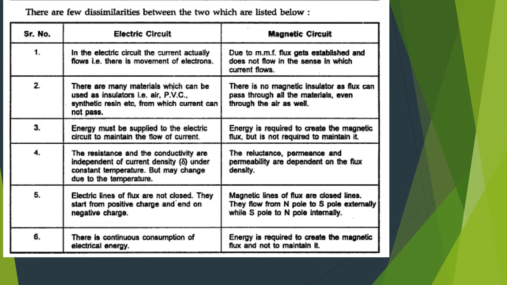Okay. Now next is number 6. In an electric circuit, there is a continuous consumption of electric energy. Yes, it is true. We need a continuous supply to maintain a current within the circuit. But in case of a magnetic circuit, energy is required to create the magnetic flux only, not for maintaining that one.